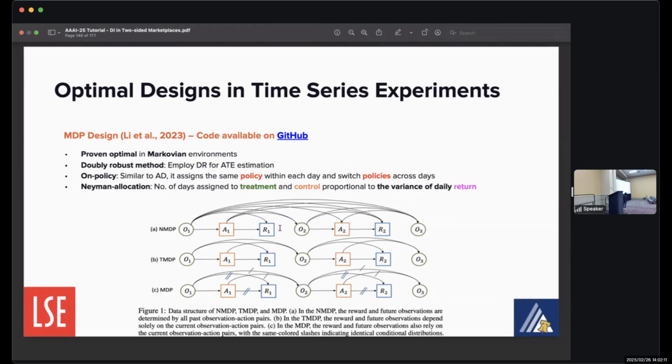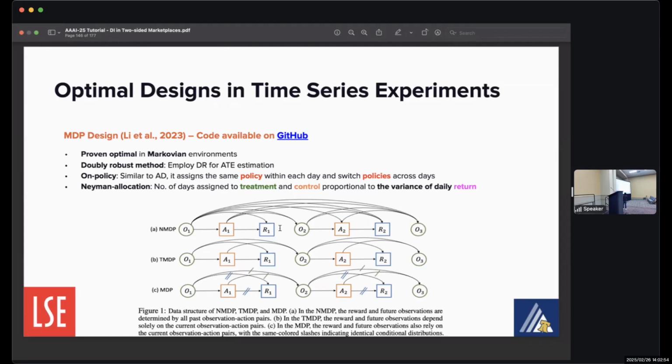So basically, if you look at this figure, it visualizes three different models. The last two models correspond to the MDP models, depending on whether it is a time-varying MDP or a time-invariant MDP. Okay? And the first model corresponds to a non-MDP model, where the reward and the state transition depend on all the past history. It turns out that such a design is optimal in all of these three settings. What it does is that it uses the double robust method that I have just talked about in the second part to estimate the ATE.